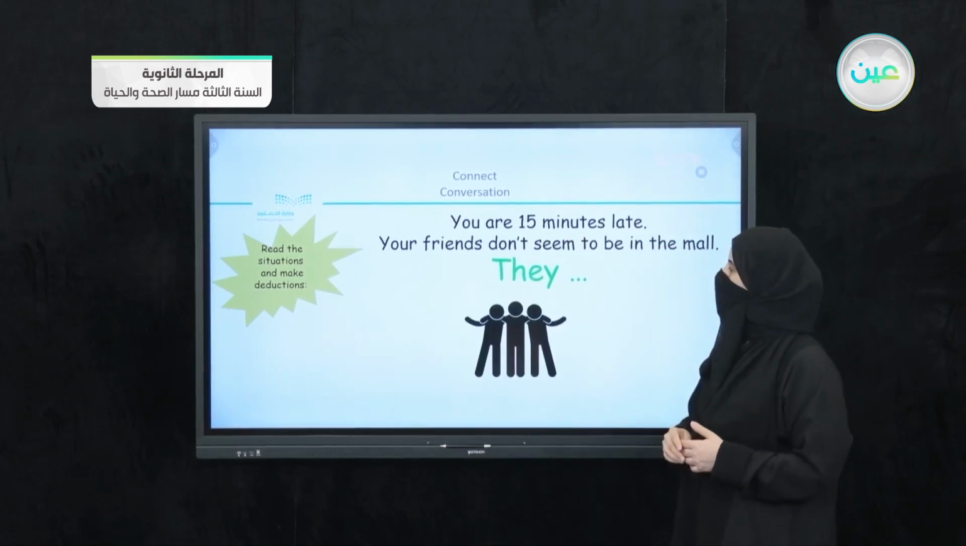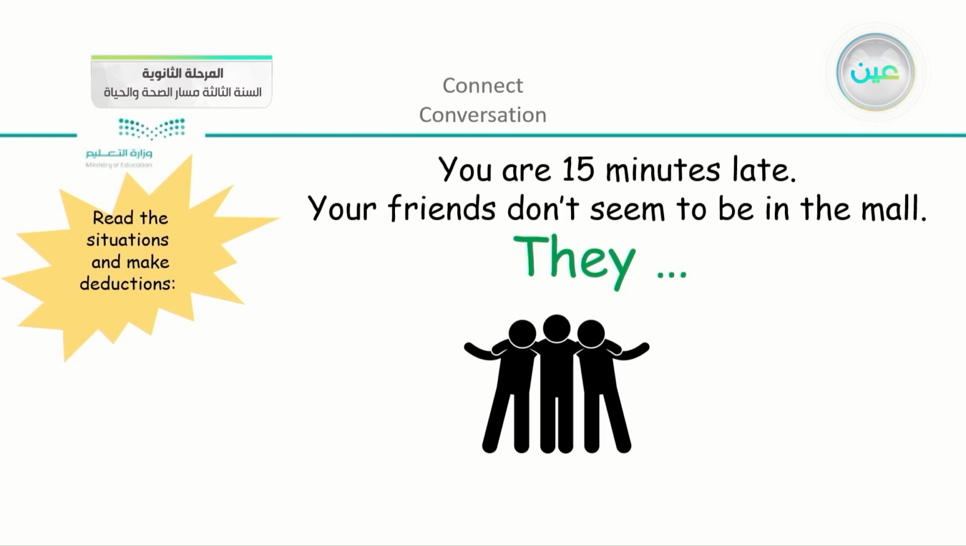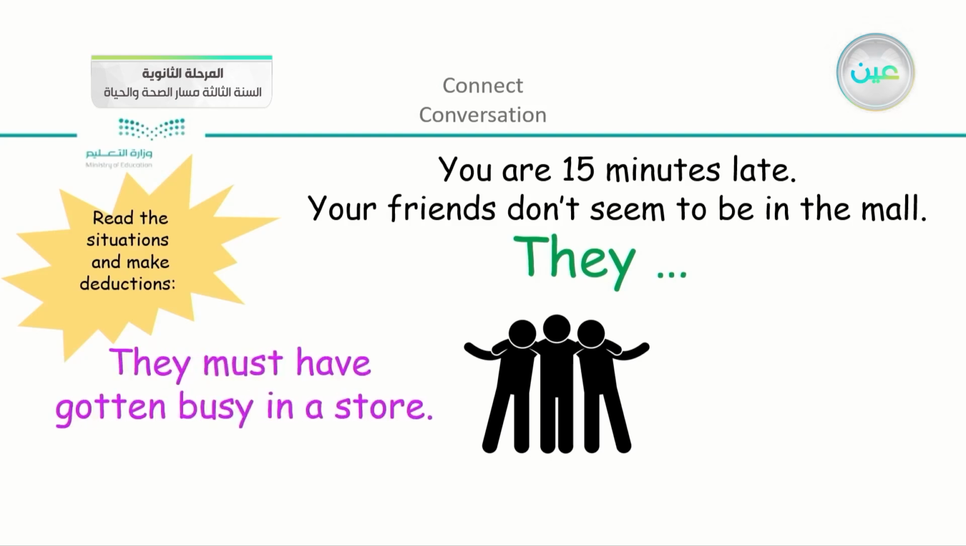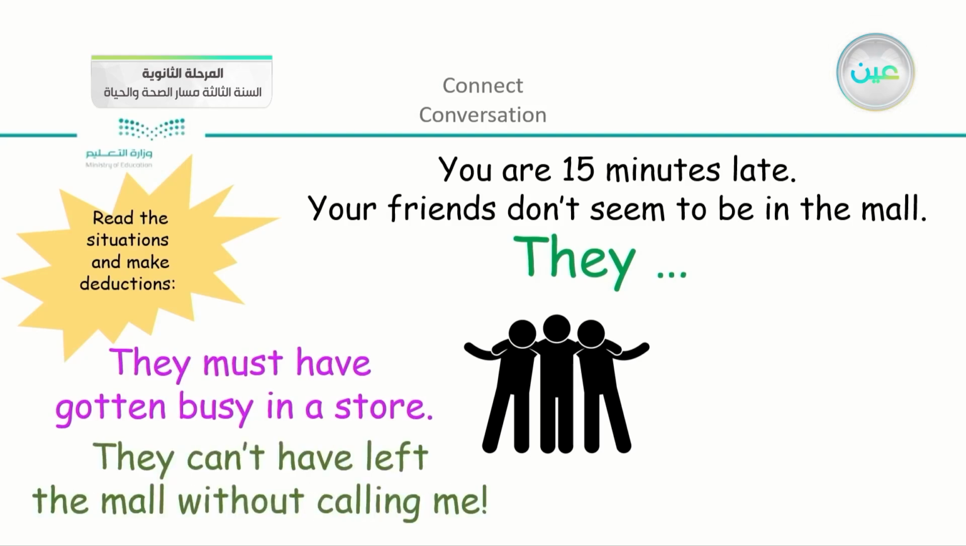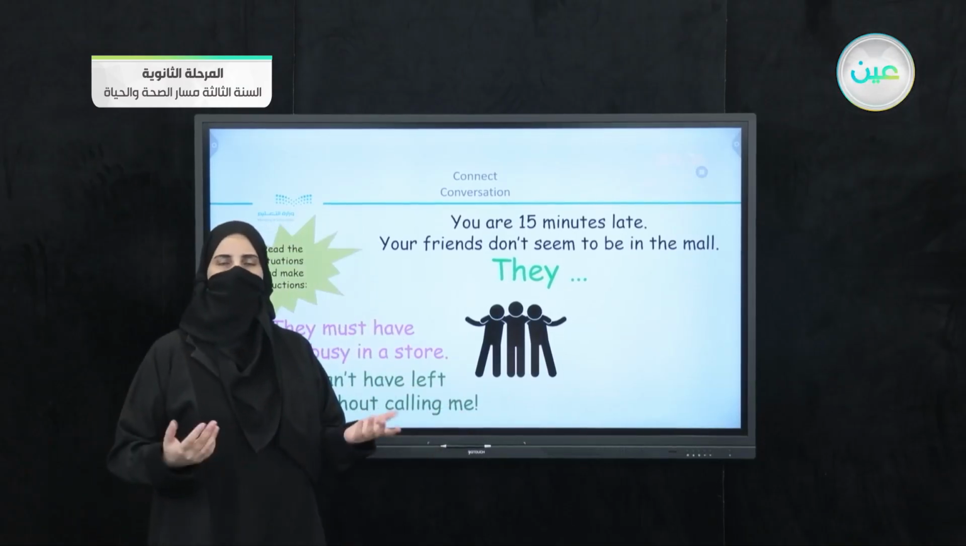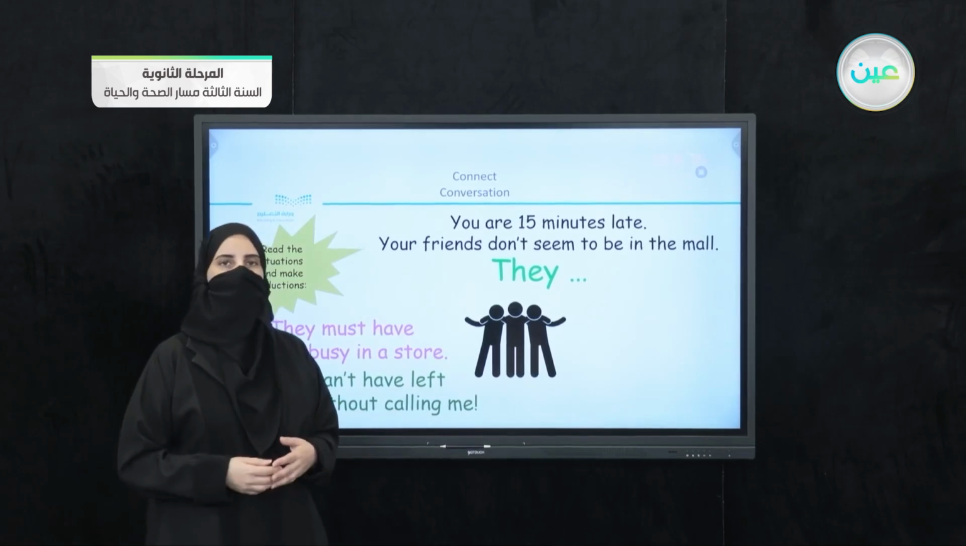Now we have another example. We have here, you are 15 minutes late. Your friends don't seem to be in the mall. They must have gotten busy in a store. Or we can say, for example, they can't have left the mall without calling me. So if you just imagine going to the mall and you can't find them, they can't have just left without calling me. So this is also a type of deduction.